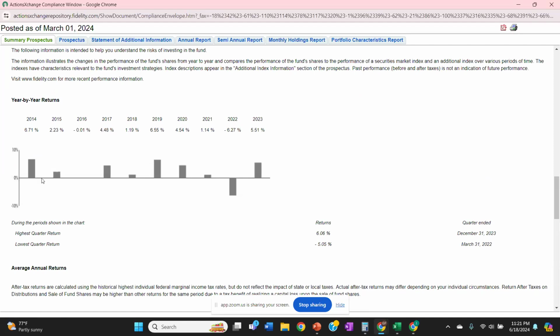You got 2 to 3 up years for every negative year. So you got 2 up. But look at the swings: 6%, 2%, negative 0.01%, which is pretty much breaking even. 4%, 1%, 6%, 4%, 1%. Then you had a negative year in 2022, like everybody else did, negative 6.27. And now that we're entering data for 2023, back up again. So in a municipal bond fund, the idea is to preserve capital. And they pretty much did that for every year except 2022, which was the norm in the markets at that time.